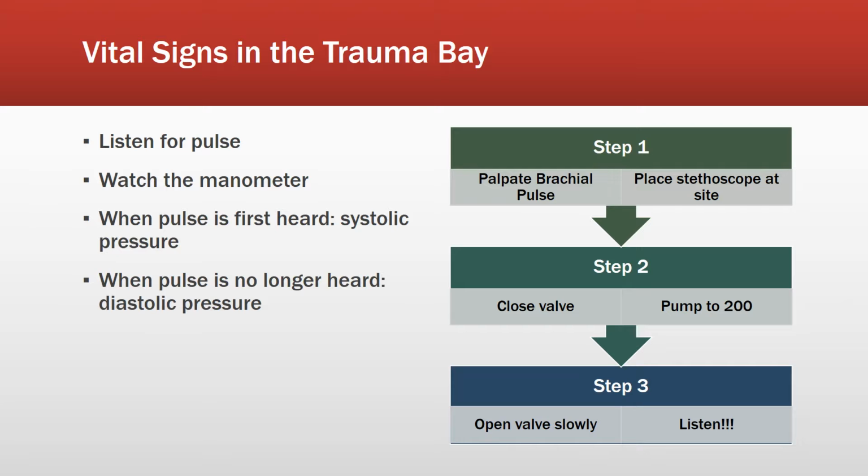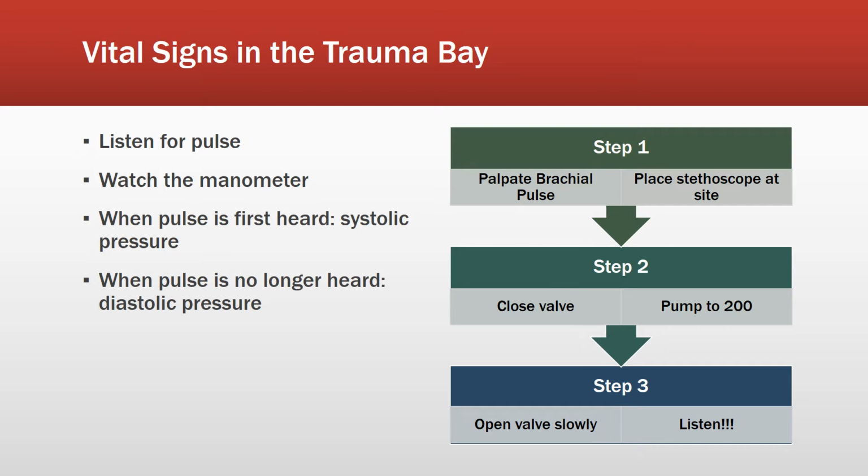Once you have the cuff in place, you're going to feel for a brachial pulse. That's on the inside of the elbow. Place your stethoscope at that site, and then you're going to make sure that your valve is closed on your blood pressure cuff, and that's the little spinny thing by the bulb that you use to pump it up. You are going to pump the cuff up, watching the manometer. You're going to pump it up to about 200. Then you're going to open your valve very, very slowly, and you're going to listen.